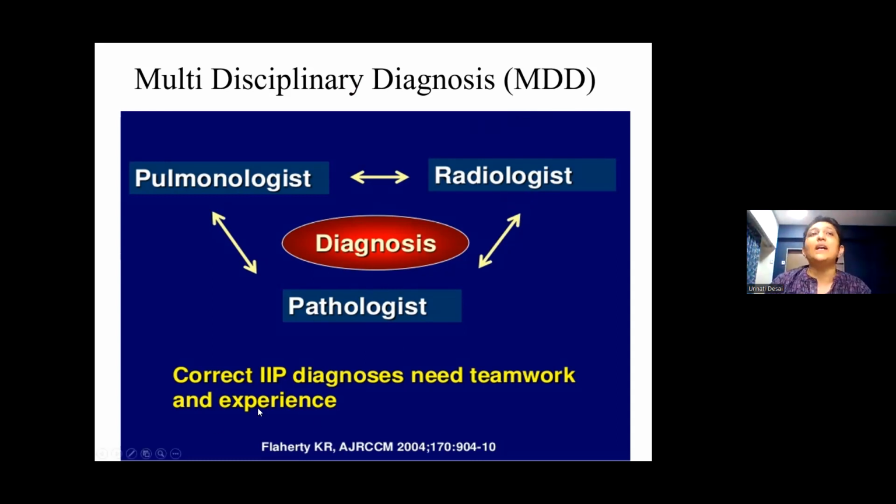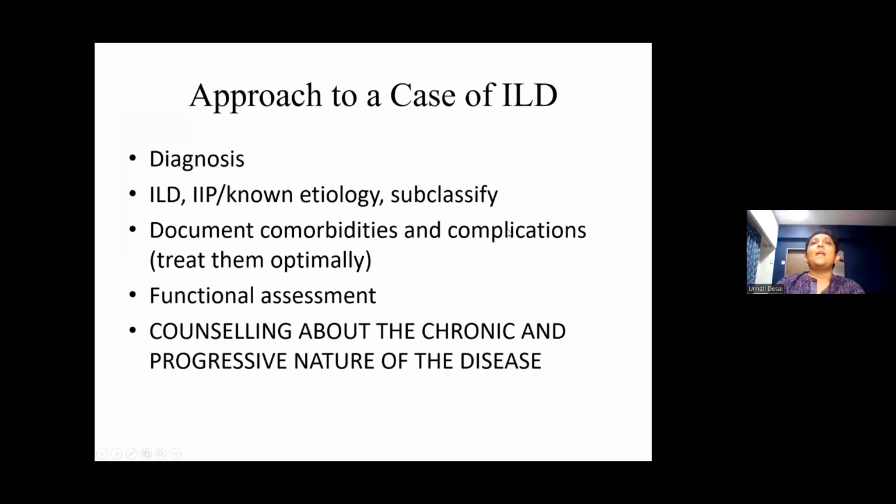So it is said that the correct IIP diagnosis needs teamwork and experience. So how will you diagnose a case of ILD? When we diagnose a case of ILD, we always say interstitial lung disease, idiopathic interstitial pneumonia versus a known etiology. Suppose you have a CTD, so I will say ILD, connective tissue disease associated ILD, or I subclassify the ILD depending on the pattern on the CT scan.